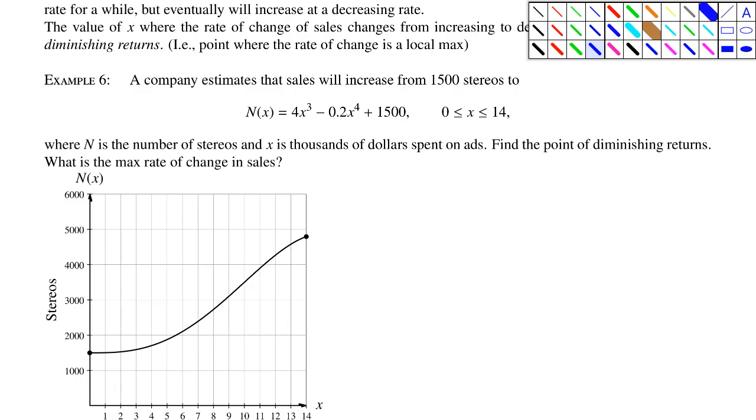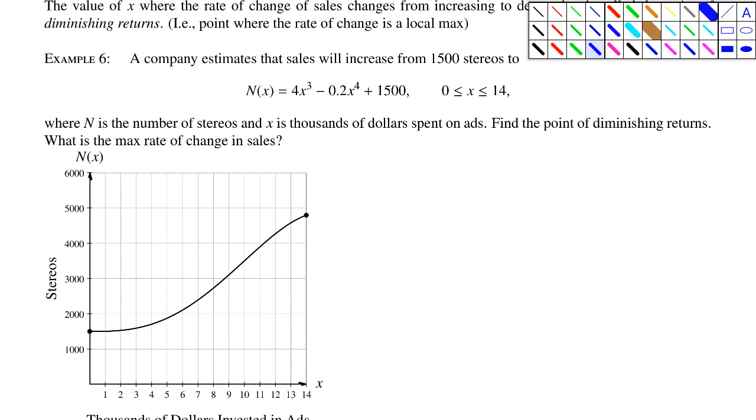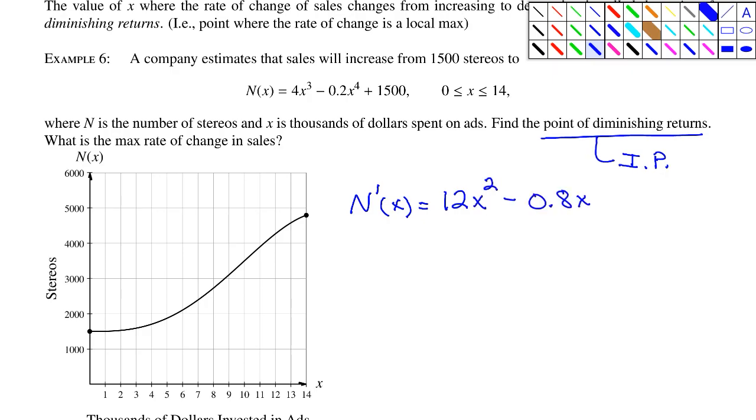So if we're looking at the graph, what we want to find is, when does the rate of change sort of turn over? And that is equivalent to an inflection point. And so that's what the point of diminishing returns is asking for. What is the inflection point? Well, to find the inflection point, we need the second derivative. So let's start by taking the first derivative. And then the second derivative is 24x minus 2.4x squared. And we need to solve for when this is equal to 0.